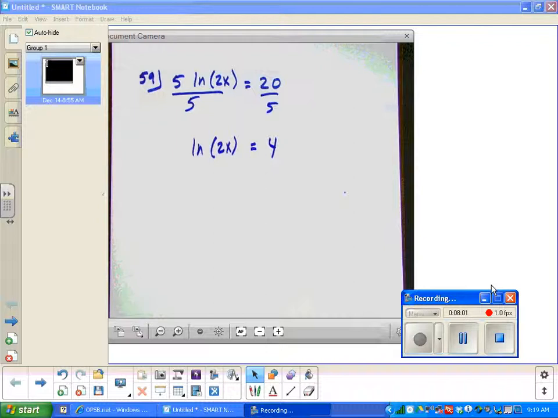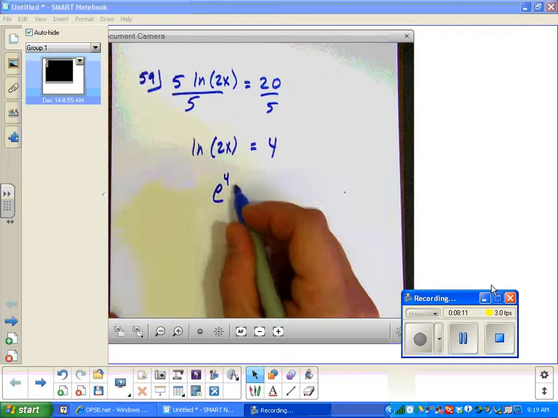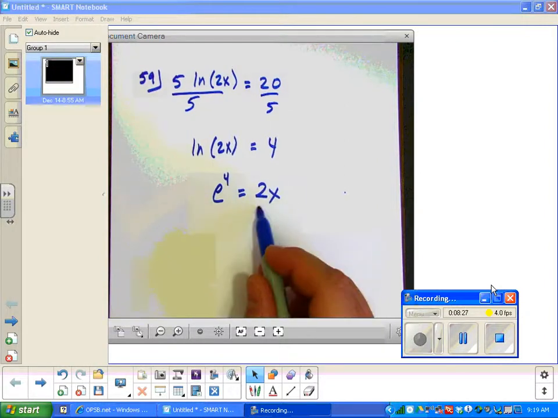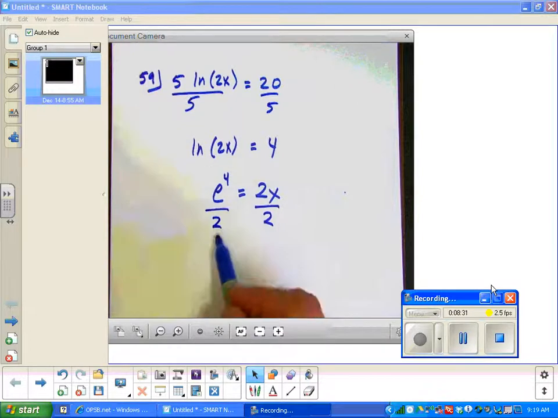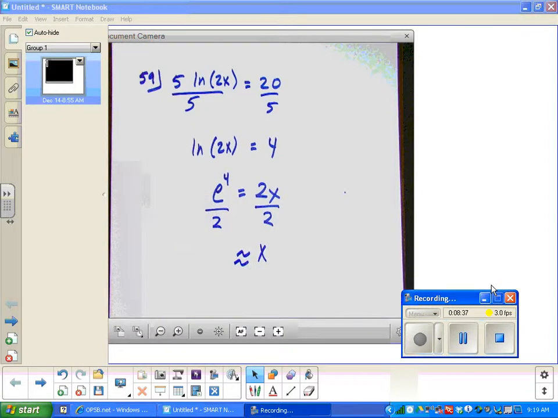Now the only difference between this one and my last problem is it's not a log of base 4 or a common log. It's a natural log, so the base is e. So you get e to the 4th equals 2x. Now, all we have to do to solve for x is divide by 2. And I know y'all are thinking, well, what's e to the 4th? Well, the calculator will do that for me. So I kind of wait to the end to evaluate the e part.